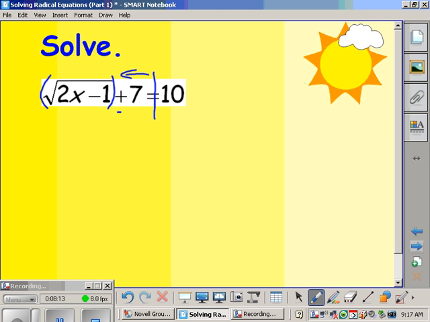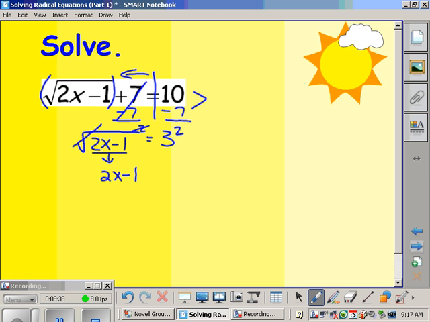Because it's being added to the radical, we're going to subtract it in order to remove it. This will leave us with just the radical. On the right, 10 minus 7 is 3. Now we want to remove the radical symbol by squaring both sides. So the squared symbol will cancel out the radical symbol, but it will have no effect on what's under the radical. So we'll be left with 2x minus 1. On the right, 3 squared equals 9.